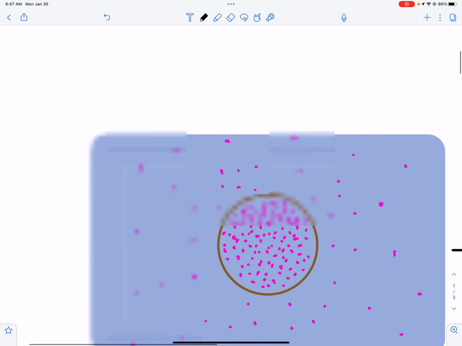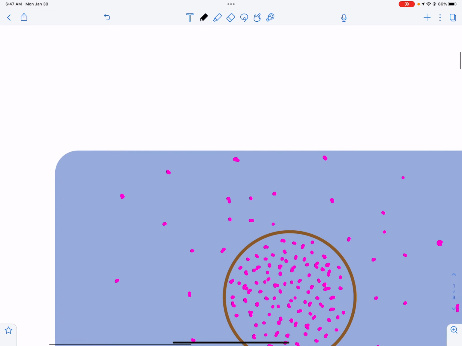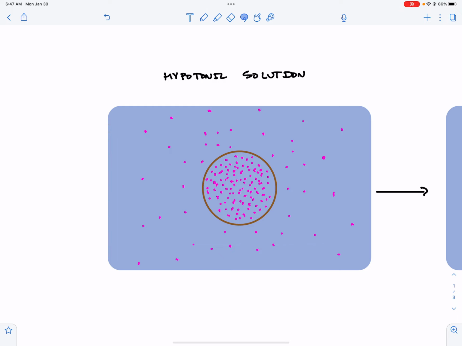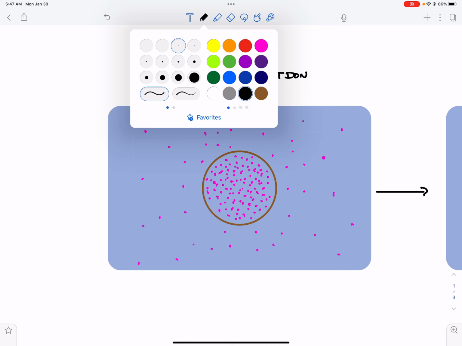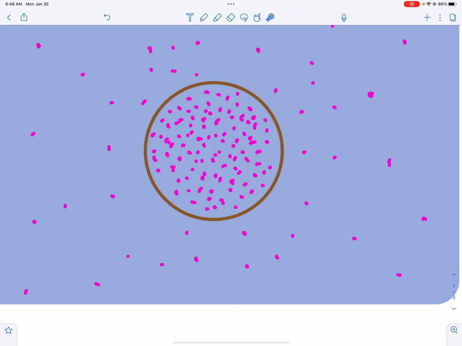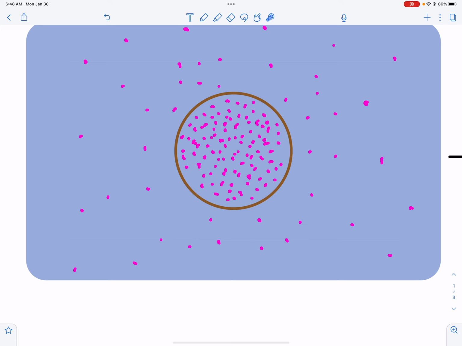Okay, so when a cell is immersed in a solution in which the concentration of glucose and water is less outside than it is inside the cell, we call it a hypotonic solution. Now, this is a little bit confusing, but there are more free water molecules outside of the cell. Remember, glucose is a very hydrophilic molecule, so all of these little glucose molecules inside of the cell are going to be surrounded and binding through hydrogen bonding to water molecules inside the cell. So there's a lot of free water outside the cell relative to inside the cell.